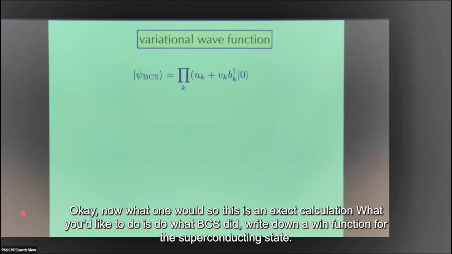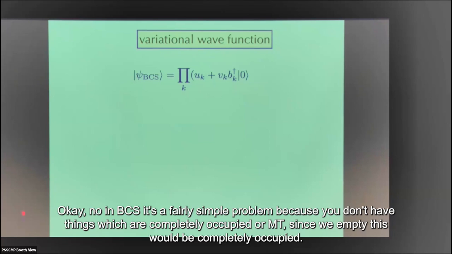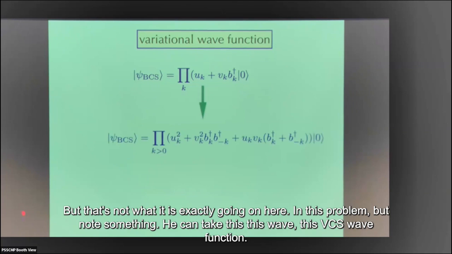Okay, so this is an exact calculation. What you'd like to do is do what BCS did, write down a wave function for the superconducting state. Now in BCS, it's a fairly simple problem because you either have things which are completely occupied or empty. So this would be empty, this would be completely occupied. But that's not exactly what is going on in this problem.